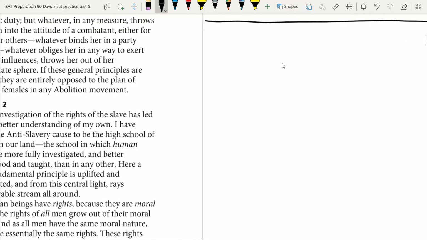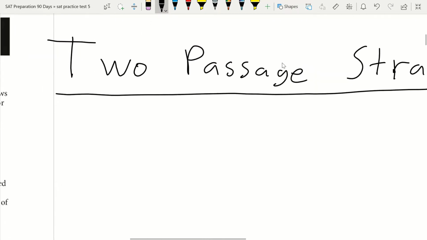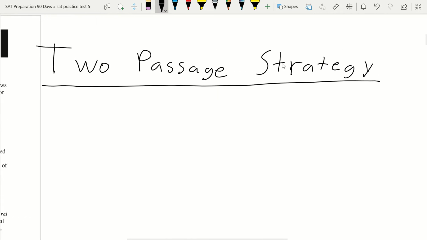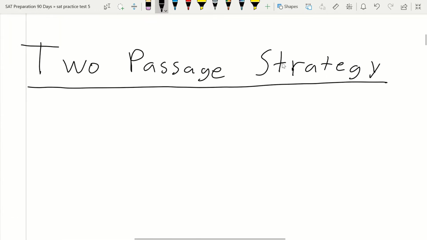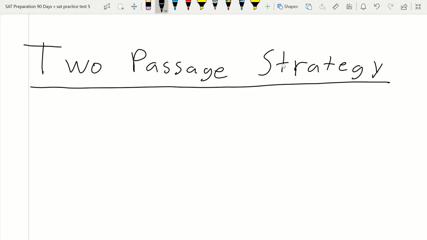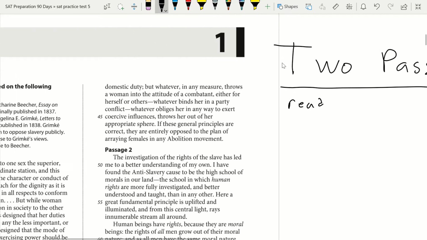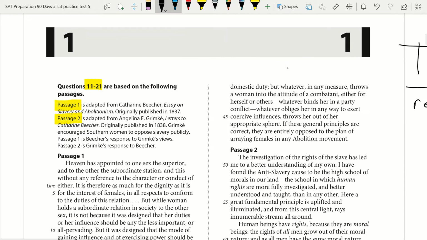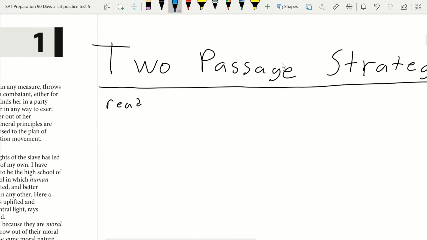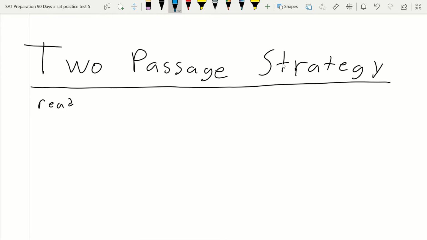I'm going to go over to my right here, and I'm going to show you some notes as far as how you can strategize for these two passage question sets. What I do is I read through passage 1 first. I'll go ahead and read the prompt, this little prompt up here that I'm going to circle in blue as well. I'll read that as my first step, just so I understand what passage 2 will be about in a general sense, so I can be prepared once I get to it. But the first thing I'm going to do is read through passage 1.